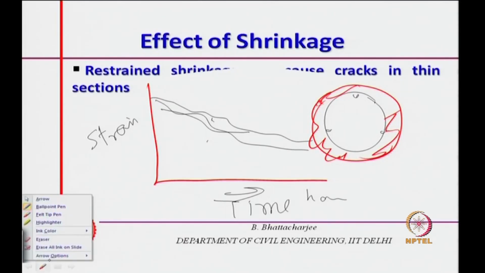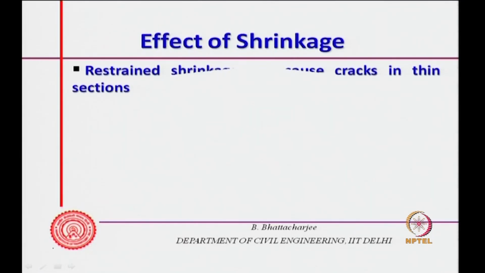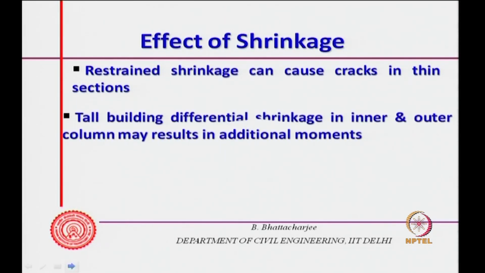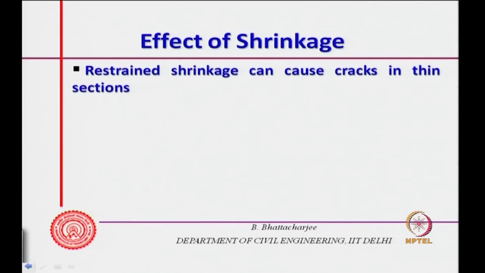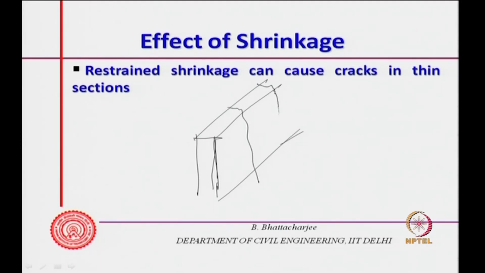Now, what is the effect of shrinkage? The effect of restrained shrinkage is that it can cause cracks in thin sections. For example, if you have a wall like this, a thin wall, and it is restrained, construction joints have not been given, let us say. You might find cracks like this, at regular spacing, especially if the curing is improper.